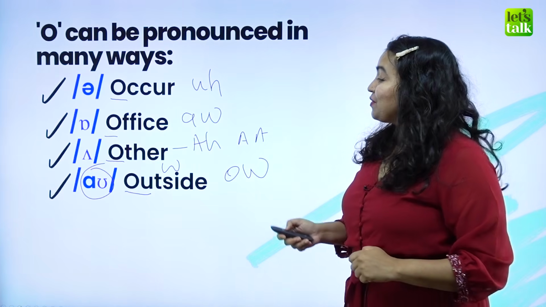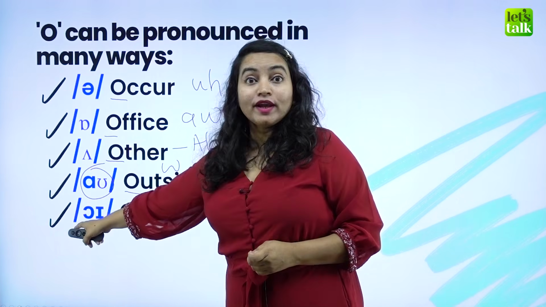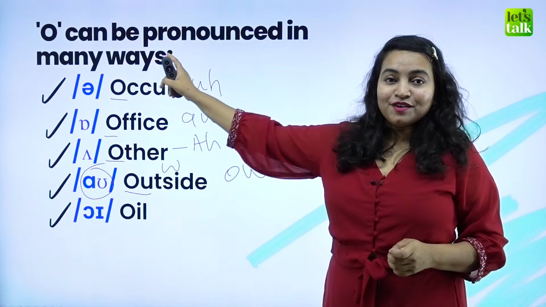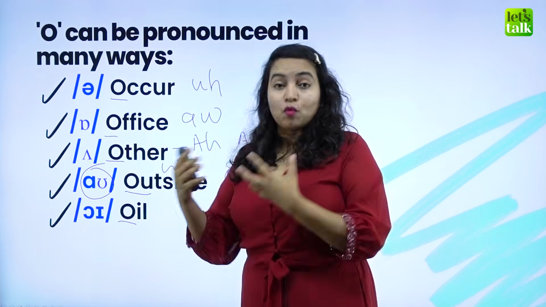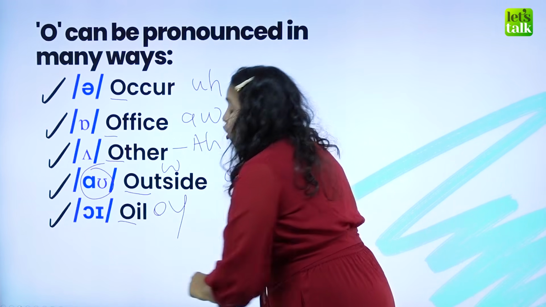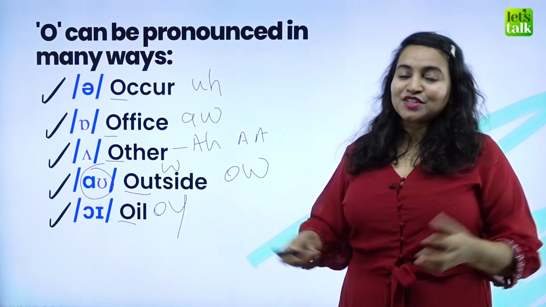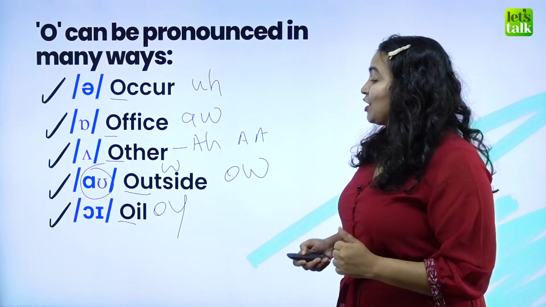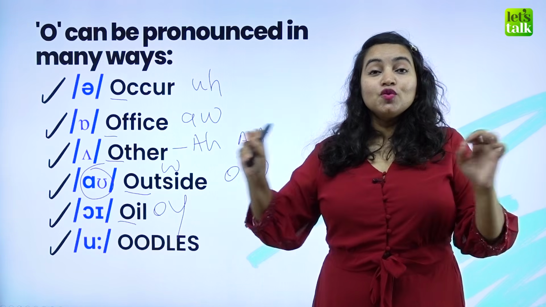Let's have a look at another way to use O, which is the oi sound. Now, over here, whenever you have an O that is combined with the I or the Y, you get the oi sound. So, it sounds like oi. Okay, so you have a word like oil, which comes with the oi sound. Let's look at another way of using O, which is the oo sound.